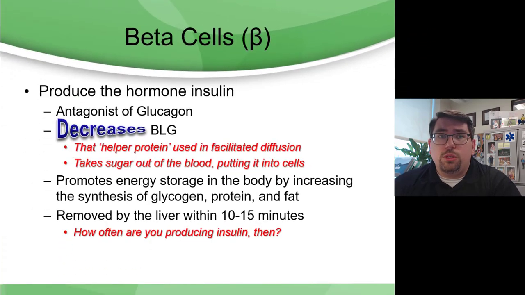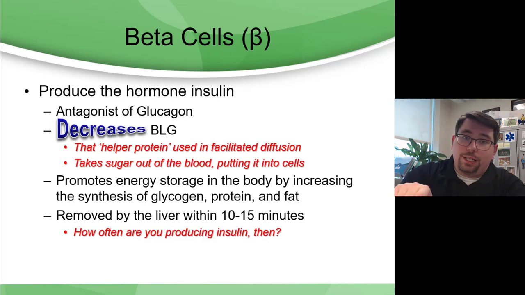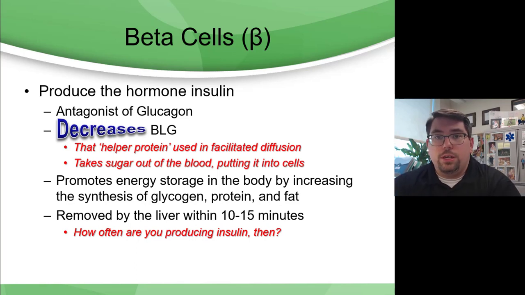Beta cells. The hormone is insulin. It's the antagonist of glucagon. It decreases blood glucose level. We also call it the helper protein because it helps facilitate diffusion, right? It helps this process of things moving in and out of those cells. It takes the sugar out of the blood and puts it into the cell. We know insulin is the key that opens up the cell to allow the glucose molecule to go in, to allow the cell to perform its normal functions.